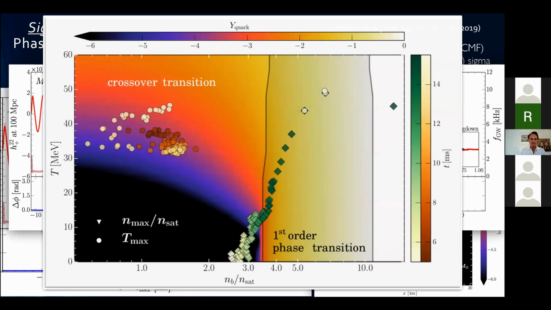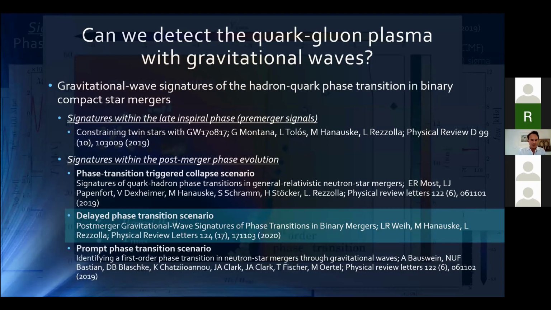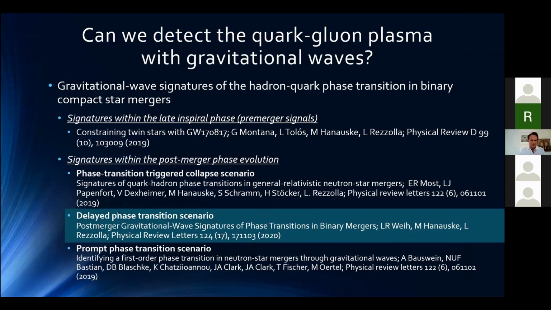Okay, now we come to the second possibility, which is called the delayed phase transition, because this was a phase transition triggered collapse. When the phase transition happens in the simulation I showed you, it immediately collapses to a black hole. But there are also other possibilities where the signatures of the Hadron-Quark phase transition are much clearer.